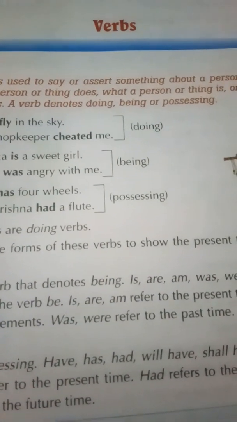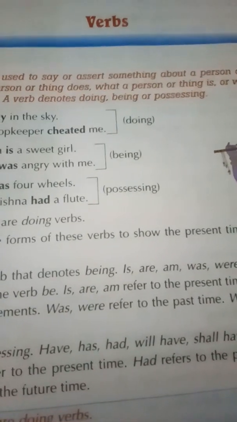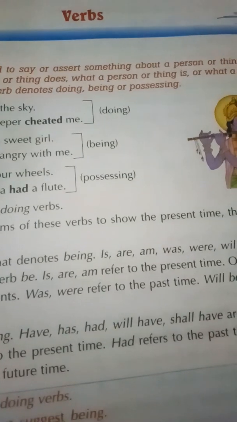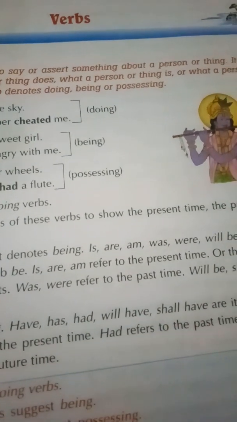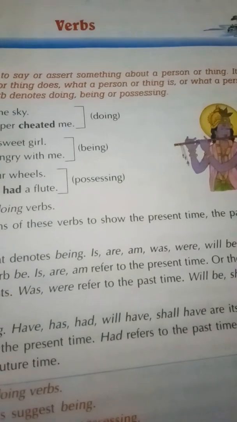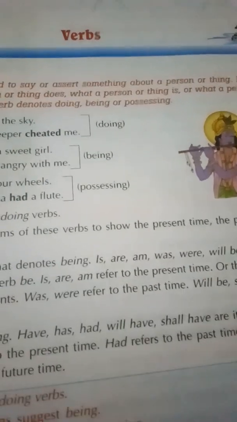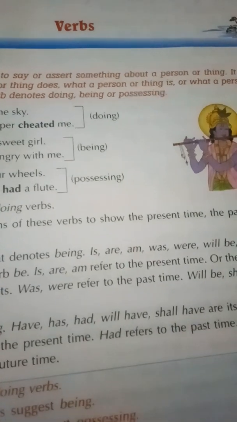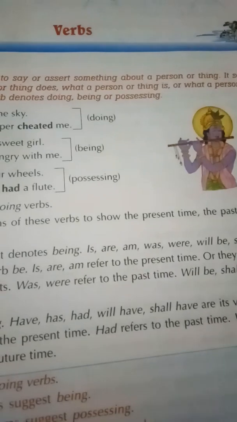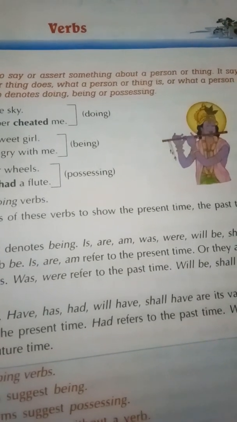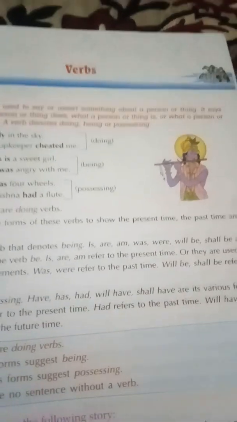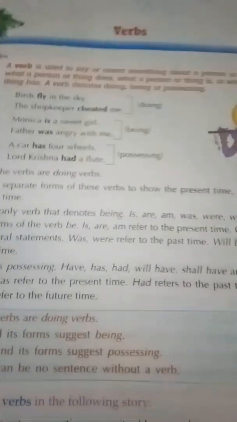It says what a person or a thing does, what a person or a thing is, and what a person or a thing has. As I have told you earlier also, a verb denotes doing, meaning action words, being verbs, and possessing verbs. Three types of verbs are there: doing verbs, being verbs, and possessing verbs. I have explained this earlier, so I think there is no need to explain it again and again.